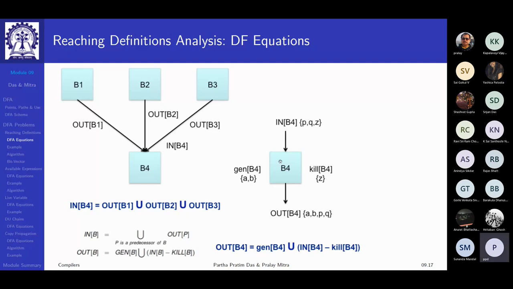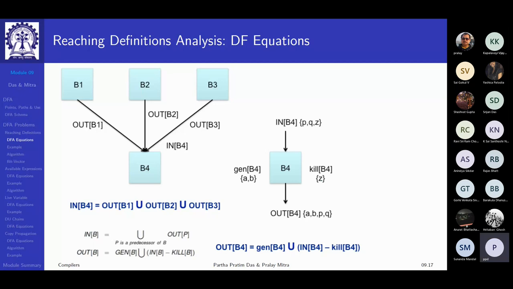Now, in terms of the transformation, if in B4, let's say, is P, Q, and Z, definitions P, Q, Z, and gen B4 is A, B, and kill B4 is Z, then what will be out B4? It will be gen B4, A B, union in B4 minus kill B4. So P Q Z difference Z, which is P Q. So I'll have A B P Q. Okay. So that is how the outset will get computed for the particular block.